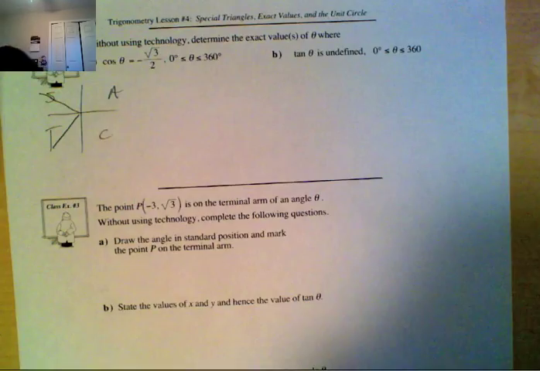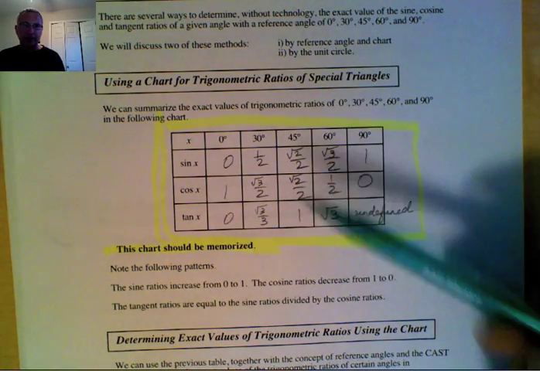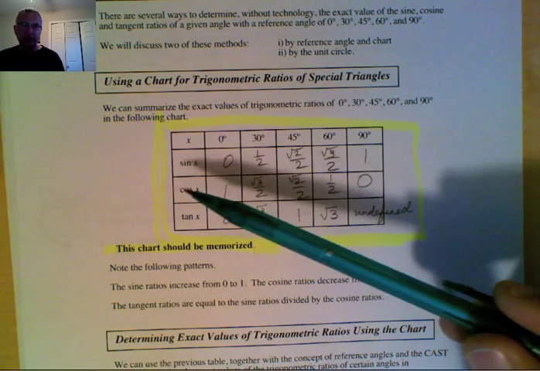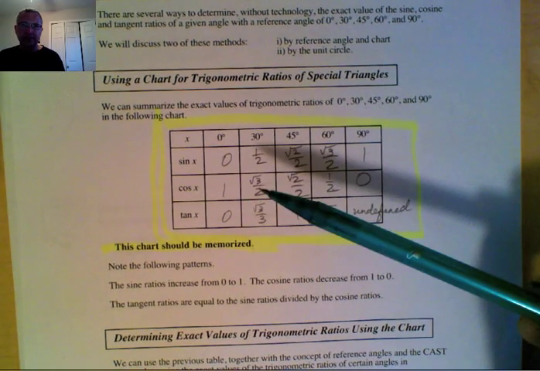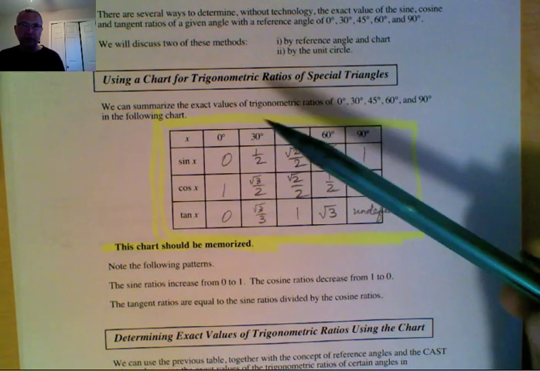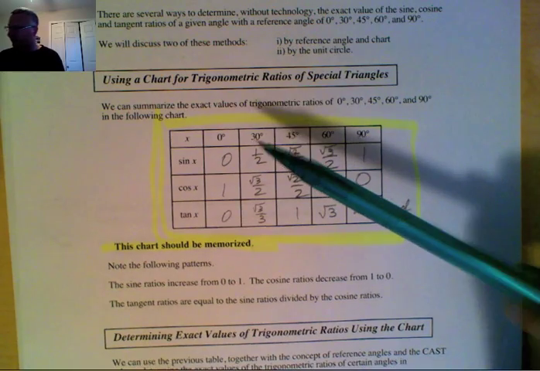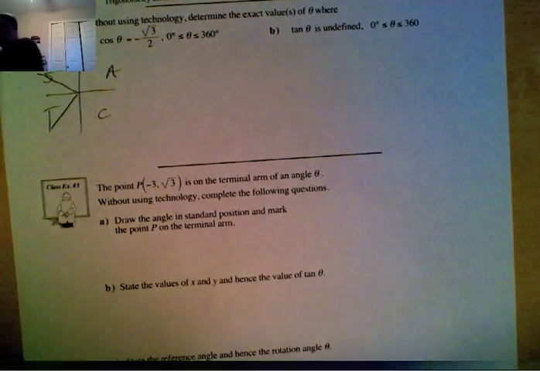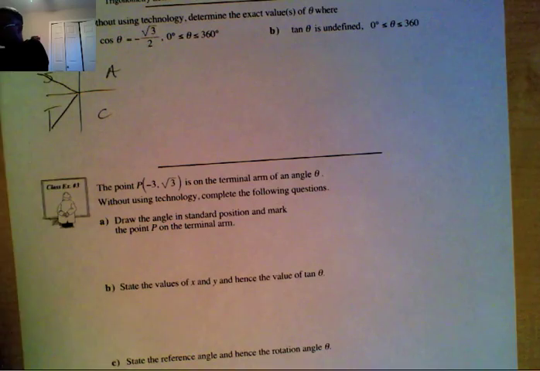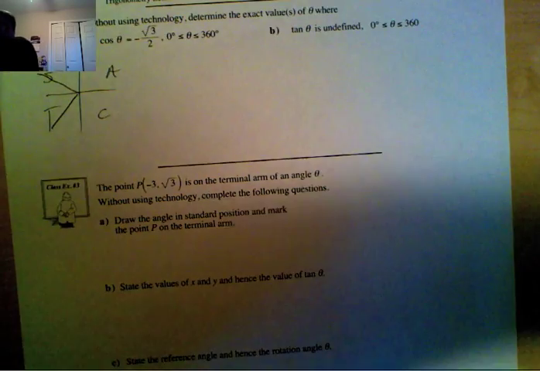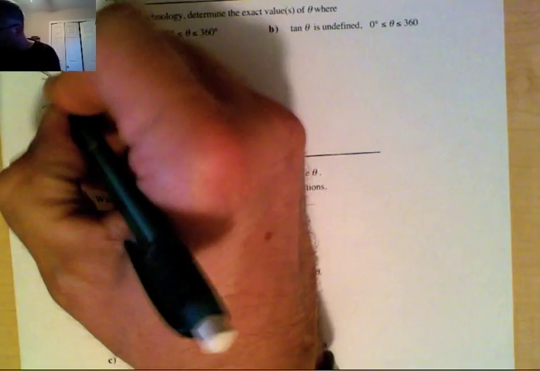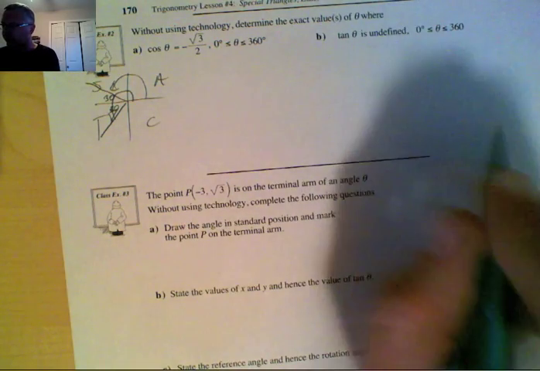So the next thing I need to do is go back to my table and look and see, well, cosine has a value of root 3 over 2 if we have a reference angle of 30 degrees. So this is telling me that the reference angles in quadrant 2 and in quadrant 3 are 30 degrees. So now I need to figure out what's the measure of this angle in quadrant 2 and what's the measure of this angle in quadrant 3.